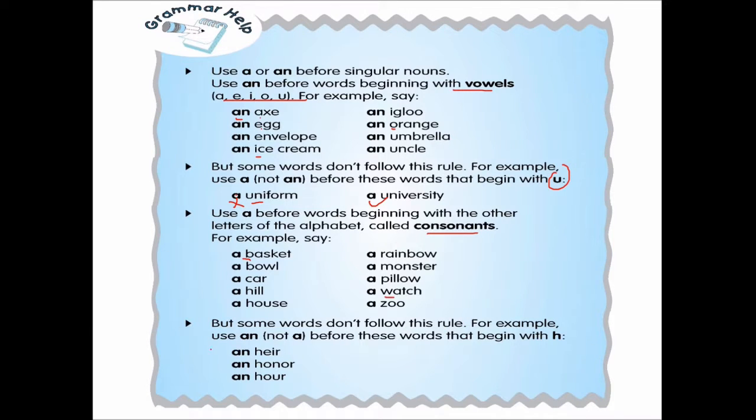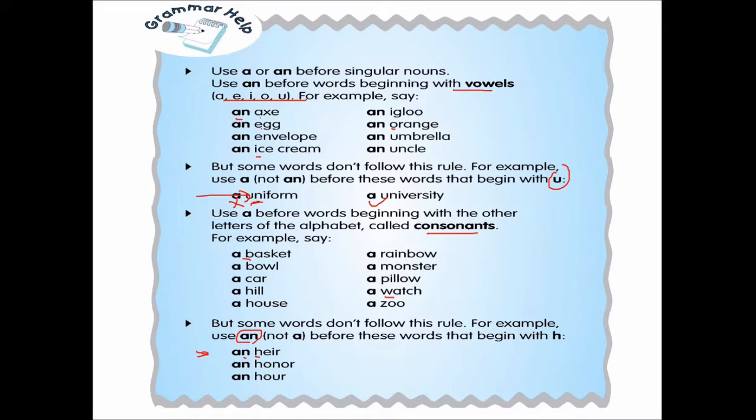How? For example, use an. In this case, you have U, but you have to use a, not an, because although this is a vowel, the rule doesn't apply here for uniform or university. And in this case, there is a contradiction again. H, what is H? H is a consonant. But still you use an: an heir, an honor, an hour, right?